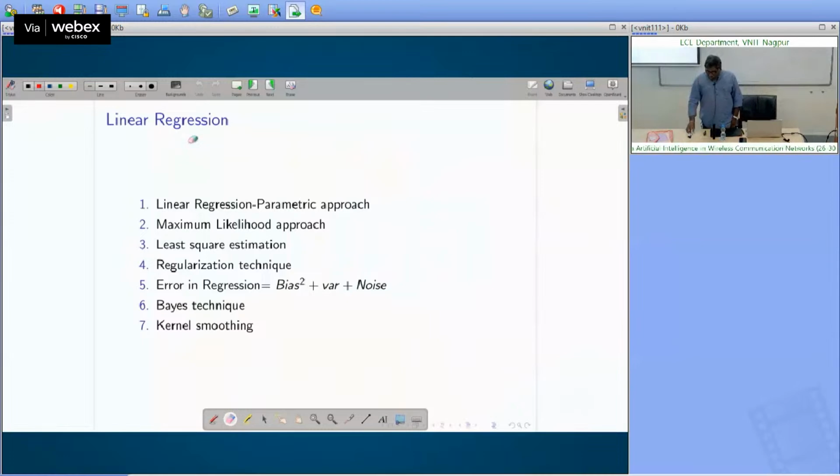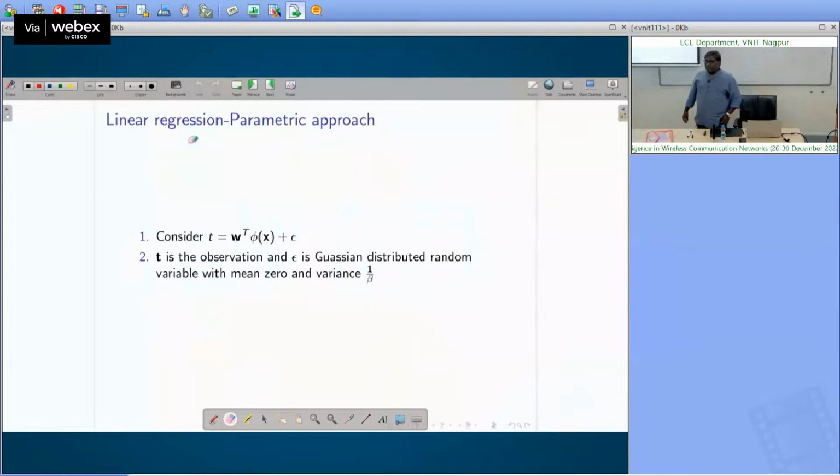Mathematically, how do we define and model this regression? That's what we are going to discuss. This is the popular model, what we call linear regression. It doesn't mean fitting a straight line. Here, linear indicates a linear combination of the weights with a basis function. The model is T equal to W transpose phi of x plus epsilon, right? This is the model here.